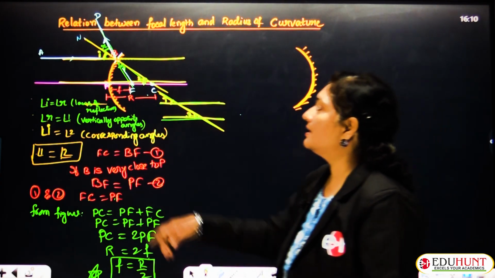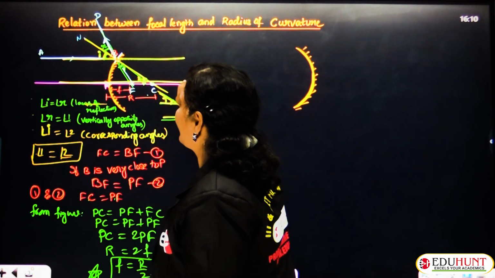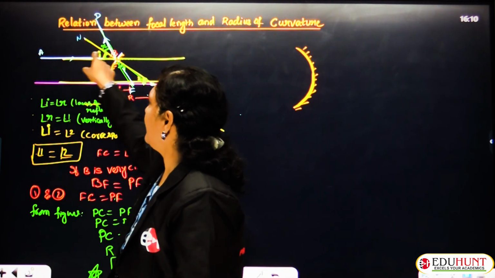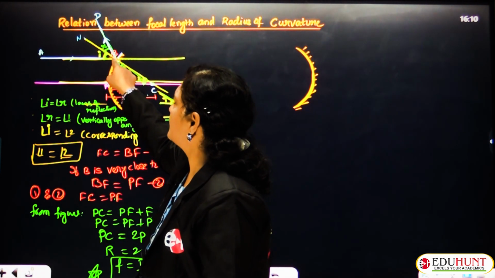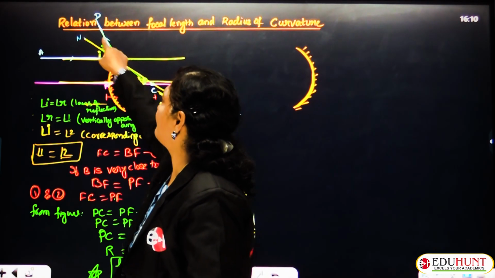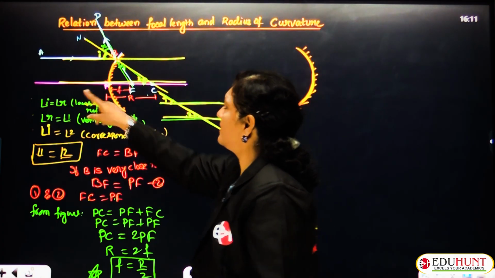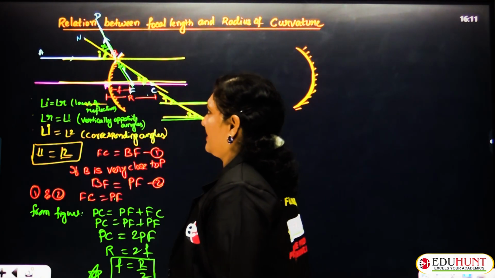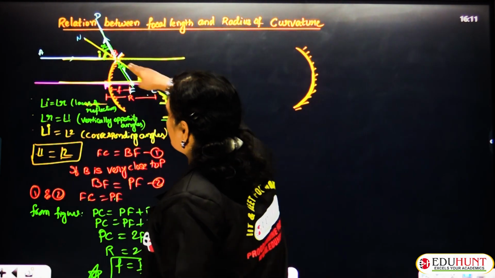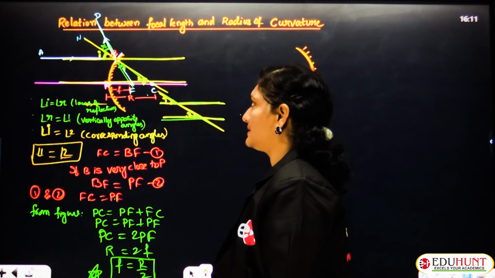So, what we have considered is a convex mirror and a principal axis, through which a light ray AB is incident. After falling on the convex mirror, this light ray reflects back and takes the path BD. So, AB is your incident ray and BD is your reflected ray. A normal is drawn to this surface, and this normal intersects at a point C.